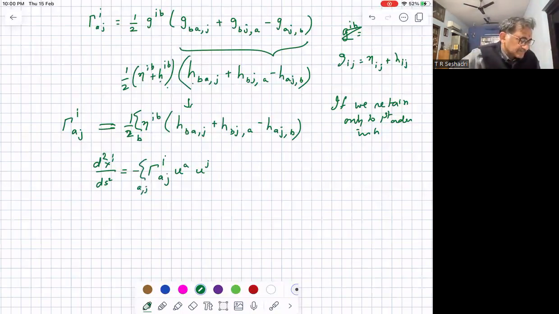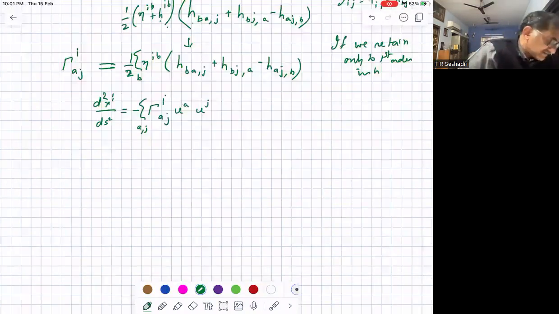And why are you not contracting it? You just keep it as B. Which one? Eta IB, you can just contract it with other H tensors. But then I don't know what is H upper B, so I want to convert it into a number and then multiply.